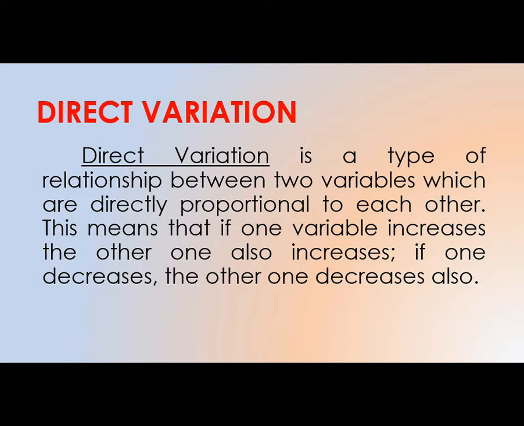What is direct variation? It is a type of relationship between two variables which are directly proportional to each other. This means that if one increases, the other one also increases. Say this is variable x, the other one is also increases. Say this is y variable. In the same manner, if one decreases, let's say this is x again, then the other one decreases also.